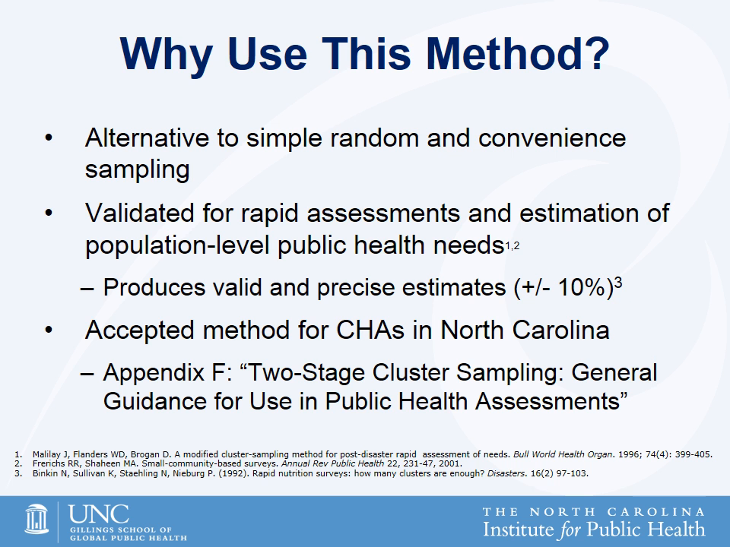So again, why use this method? Basically, clustering is an alternative to simple random sampling or convenient sampling or stratified random sampling. You could collect this information by implementing a survey using a simple random sample. If you had a list of all the residents in the county, which is not always easy to come by, then you could select a reasonably sized sample and drive out to all those locations and conduct the survey.